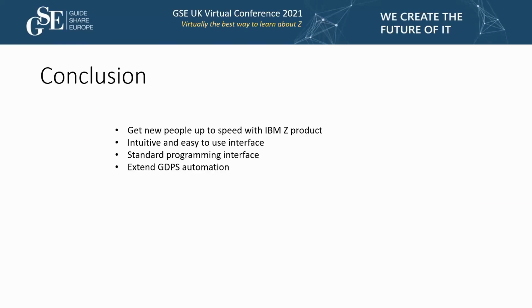So in conclusion, we can say that GDPS has evolved over the years to provide more and more value while keeping the complexity of usage as low as possible. With the introduction of the graphical user interface and the RESTful API, the intent is to provide an intuitive and easy to use interface to lower the learning curve of GDPS and make it easier for our customers to get new people up to speed with IBM Z products. The GDPS RESTful API offers a standard programmatic interface that can be interconnected with all the other interfaces and extends the automation that you can build for your high availability or disaster recovery solutions.